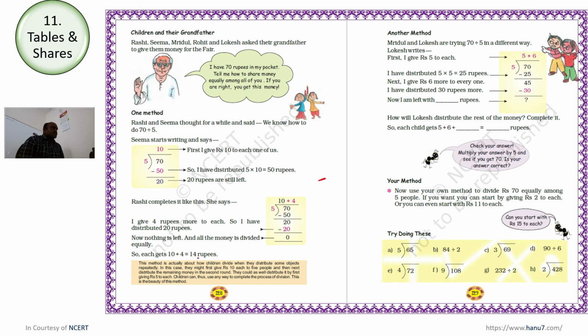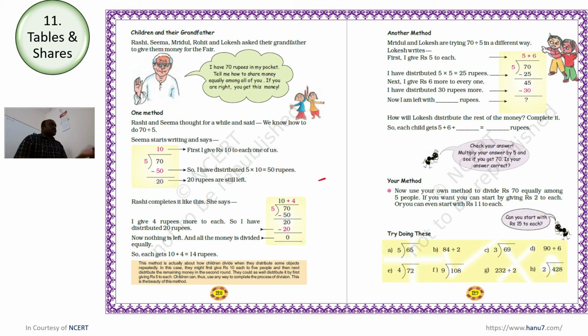Okay, so 14 into 5. There are 5 members, the answer I got is 14, so 14 into 5 will give me 70 rupees. So we are doing it in reverse. 70 rupees are there with me, the grandfather is telling, you have to tell me how you will divide this among yourself. Okay, so they have arrived with a technique to get the answer.